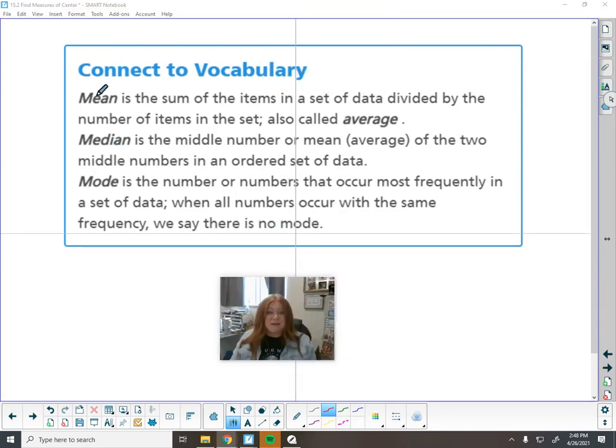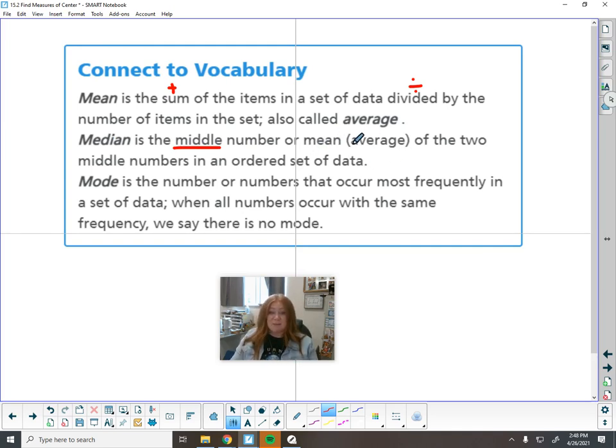So these words here, the mean is the sum of the items. Sum means to add them together and divide by how many there are. You might hear that called the average. You might hear that called our fair share or our balancing point. The median is the middle number, or the mean of two middle numbers.